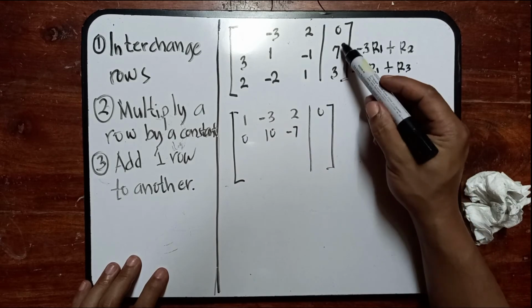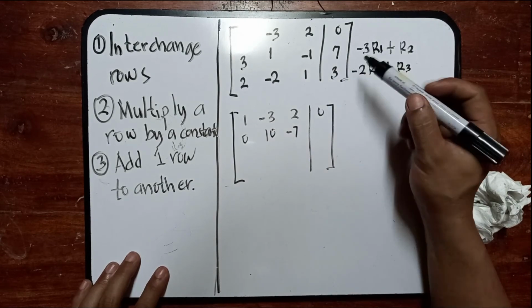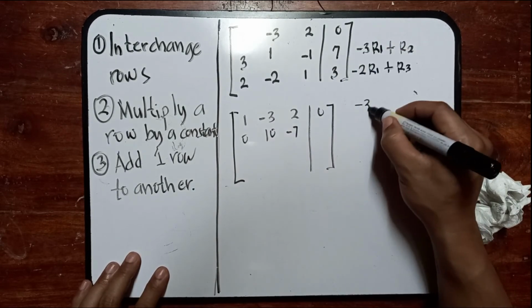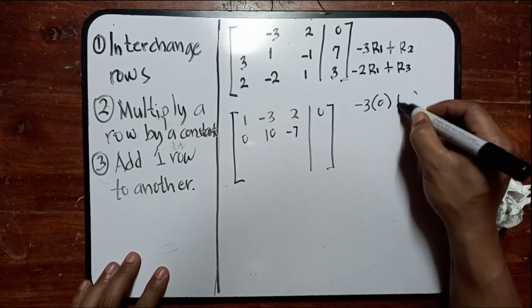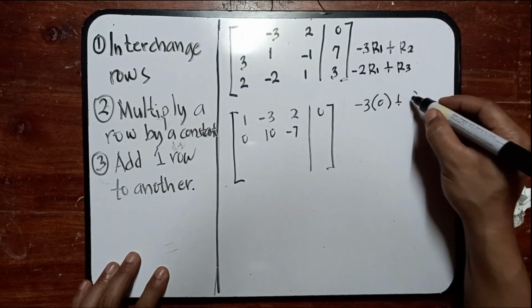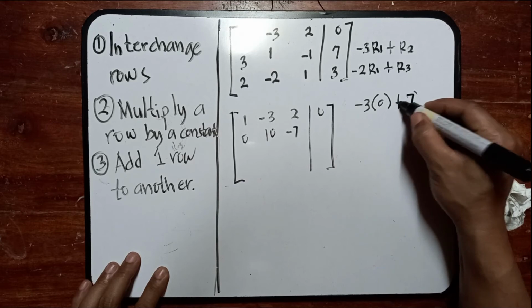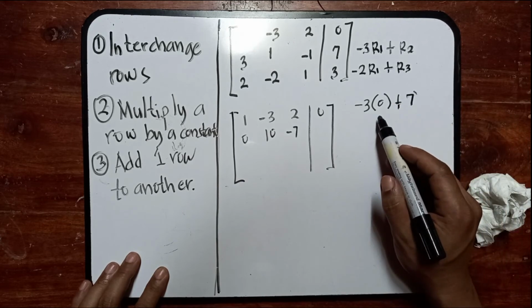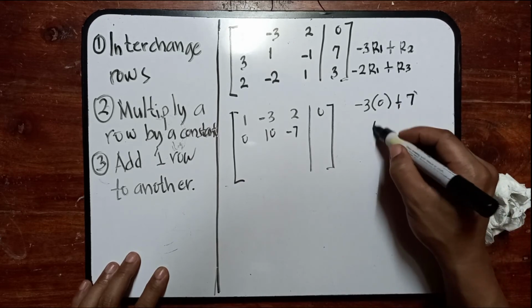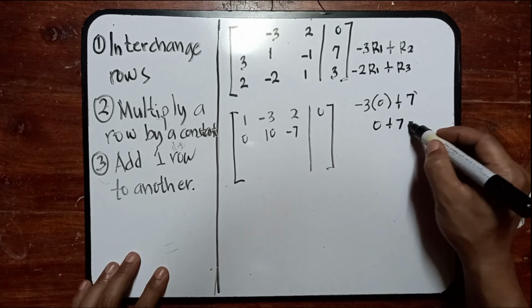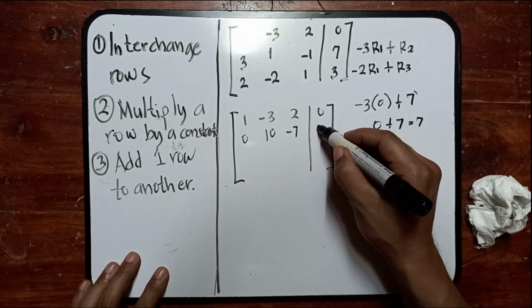Okay, for the last column, negative 3 again, times 0, plus R2, that is 7. So this is 0, then plus 7, then this is 7. So let's write here 7.